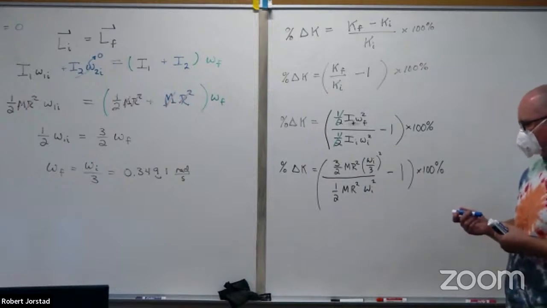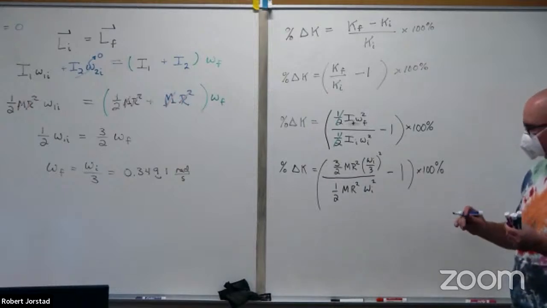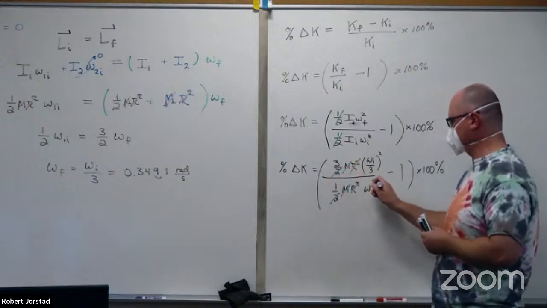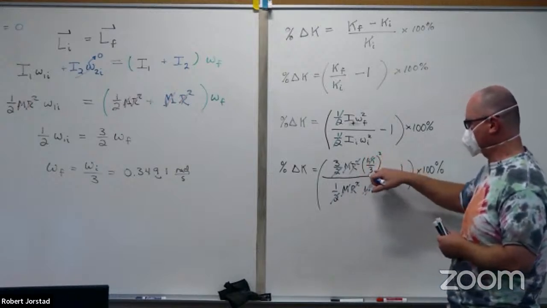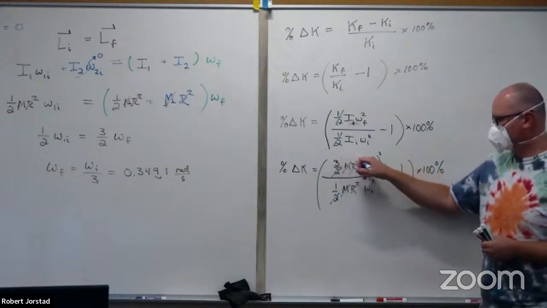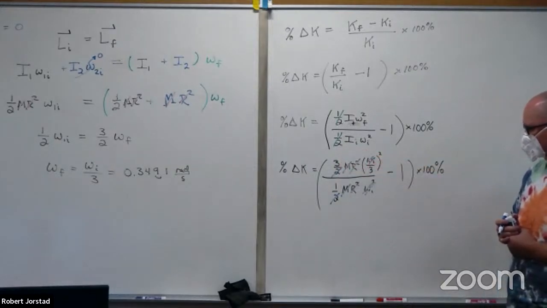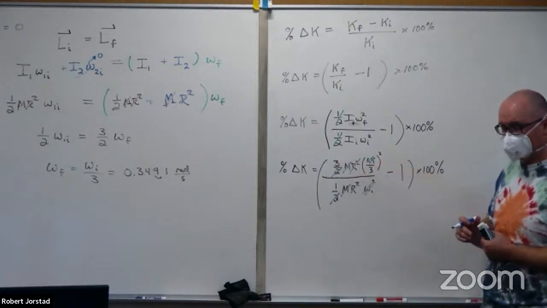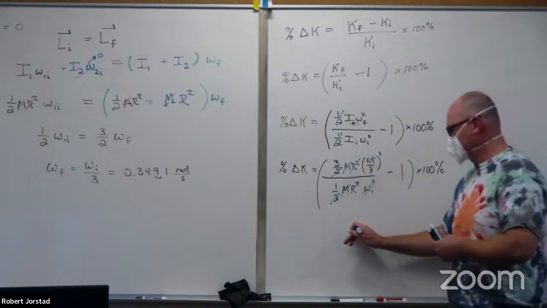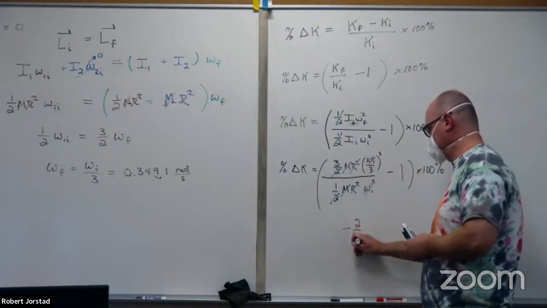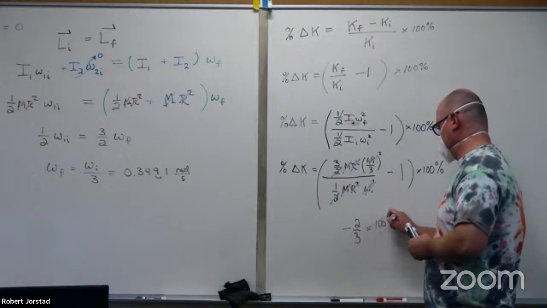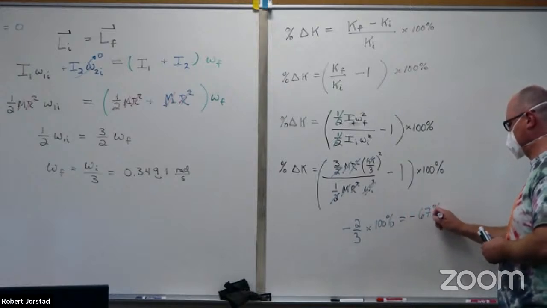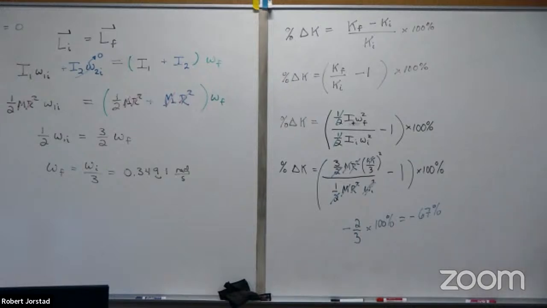So now I've got to be careful. It's easy to start canceling stuff and screw it up. The 2 cancels, as do the MR squareds, as do the omega initial squared and this one. But remember, this 3 has got to be squared. So these 3's don't cancel. In fact, this is going to be 3/9, which is 1/3. So we get 1/3 minus 1. We get -2/3 times 100%, which is about -67%. We lose 67% of the energy.